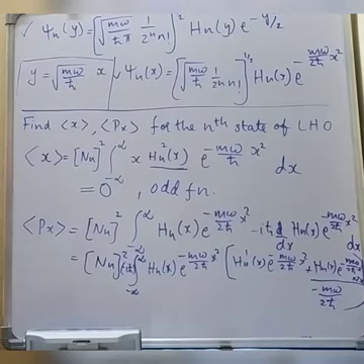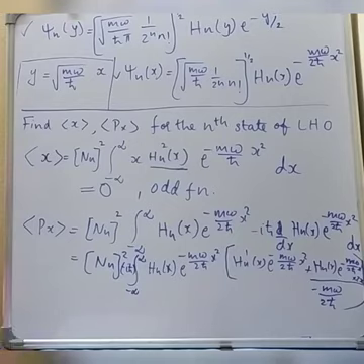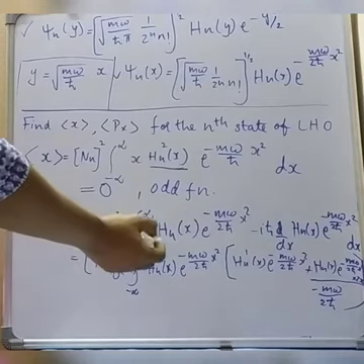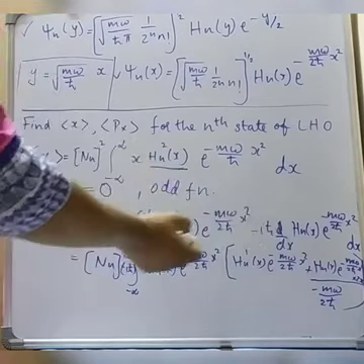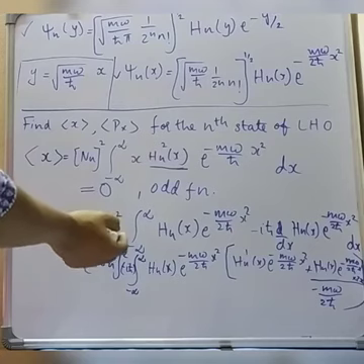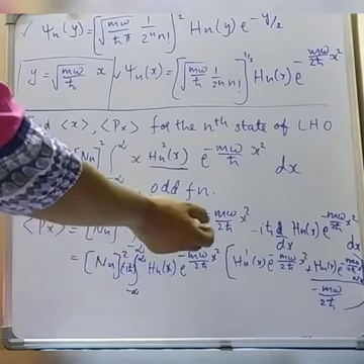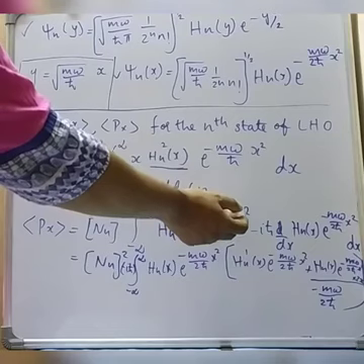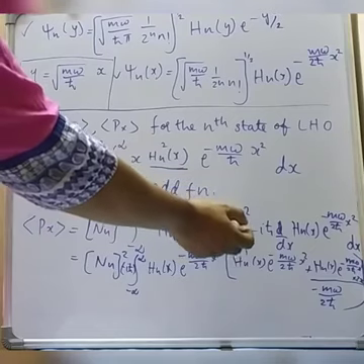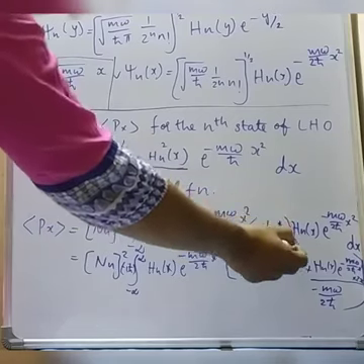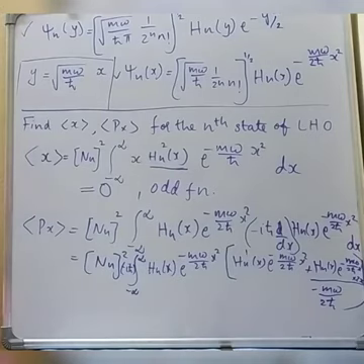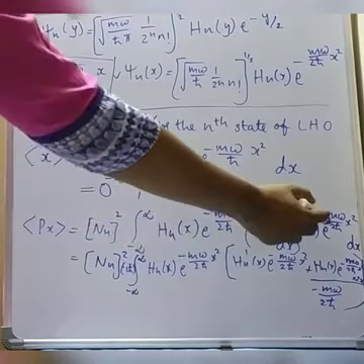We can also calculate expectation value of px to be 0. Still we have to show the minimum calculation. I have written the expectation value of px. Again N square is taken outside. H_n of x e raised to minus m omega by 2 h cut into x square, then the operator minus i h cut d by dx is kept between psi star and psi.